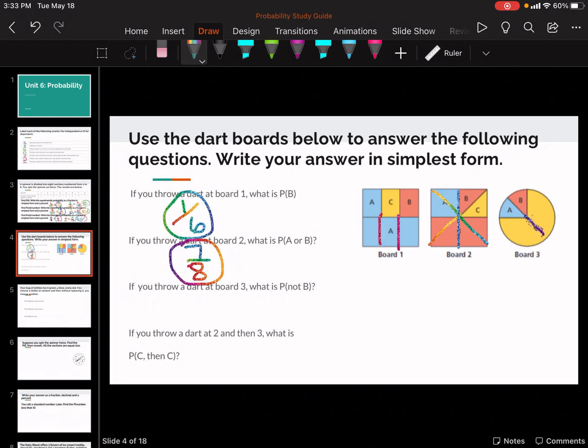Okay, let's divide this one up again. Okay, how many sections? There's 8 again. How many are not B? So it's everything but B. It's going to be 7 out of 8 again.